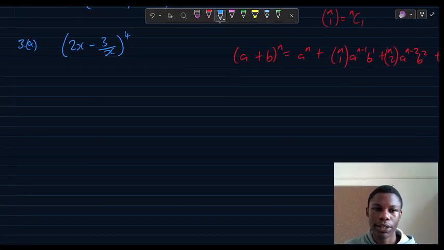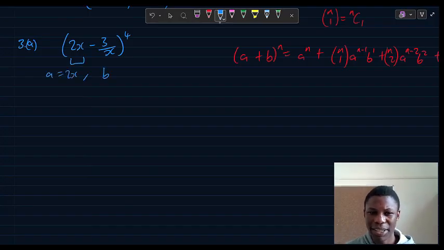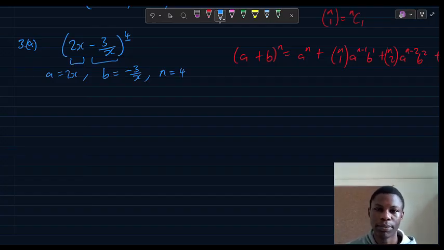So in our case, we have that our a is going to be the 2x. Our b, be careful, each term carries the sign behind it. So b is negative 3 over x. And then our n is the power, n is 4. So we can use that to get our complete expansion.